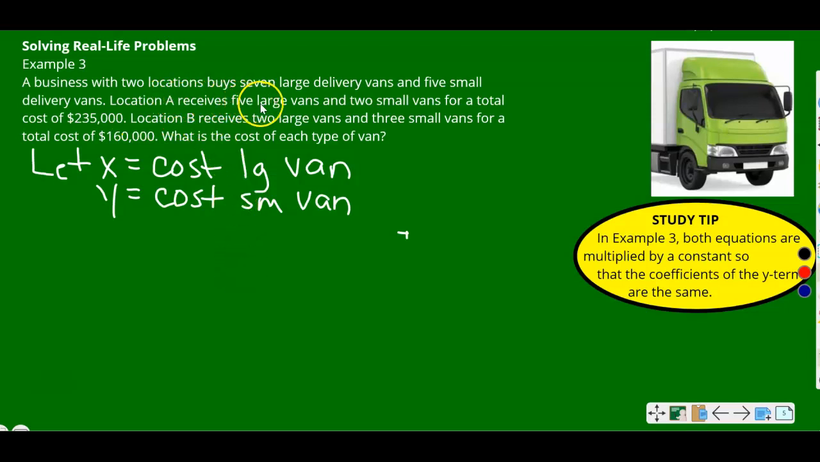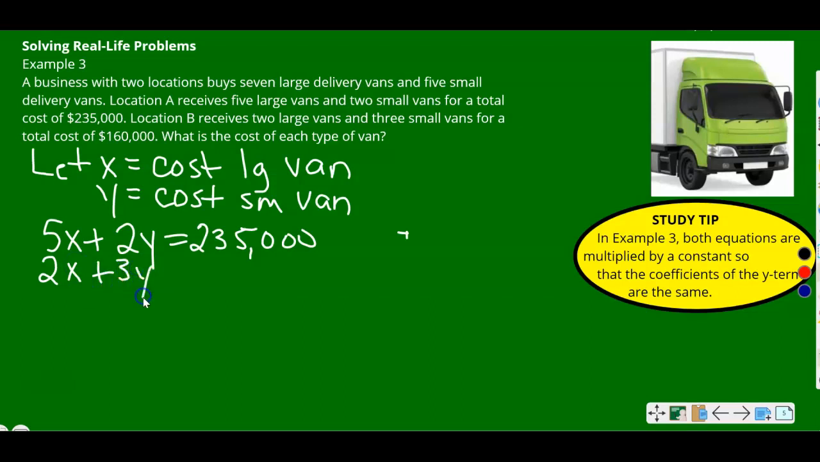So 5 large times x, which is the cost of a large van, plus 2 small times y, which is the cost of a small van, and that's going to be a total of $235,000. And then location B receives 2 large vans, 2 times x, and 3 small, 3y, and that's going to equal $160,000.